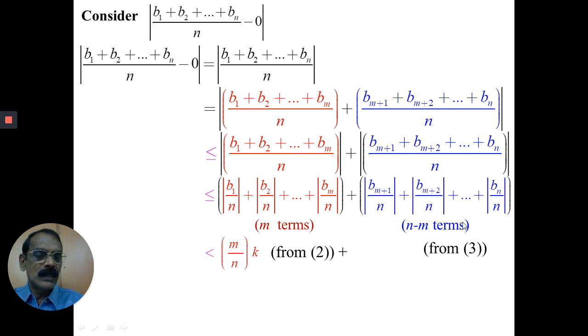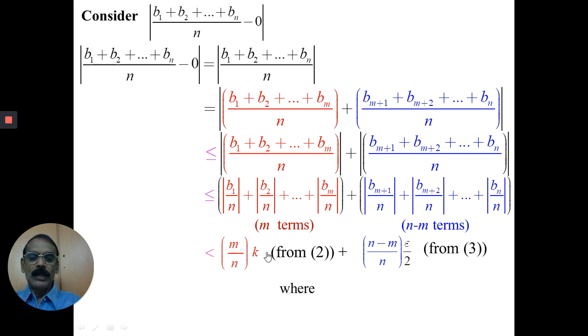How many terms are there? There are n minus m terms. Therefore, the whole expression is less than (n minus m) epsilon by 2, divided by n. This is from inequality 3.